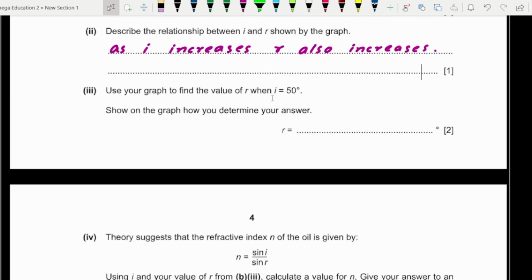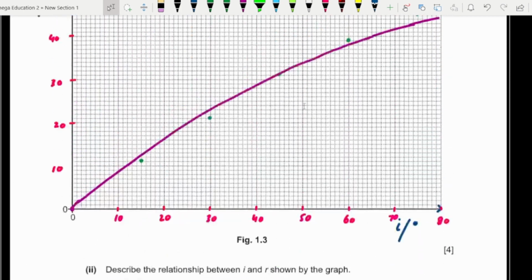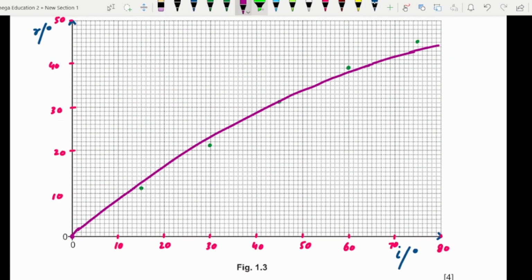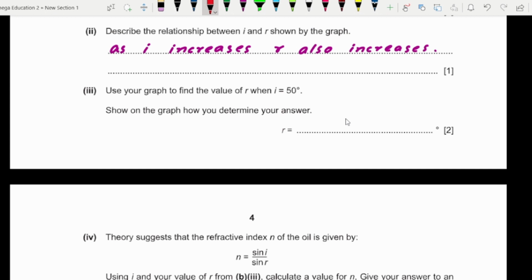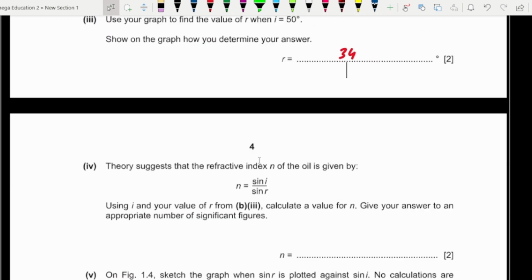Use your graph to find the value of R when I equals 50. So it'll be like this point over here. So 31, 32, 33, 34. Appears to be 34, yeah. One line below 35, 34 degrees. The unit is already there, no need to write degrees again.